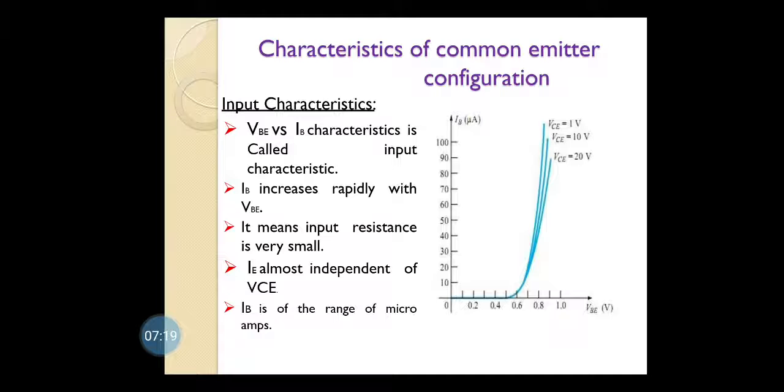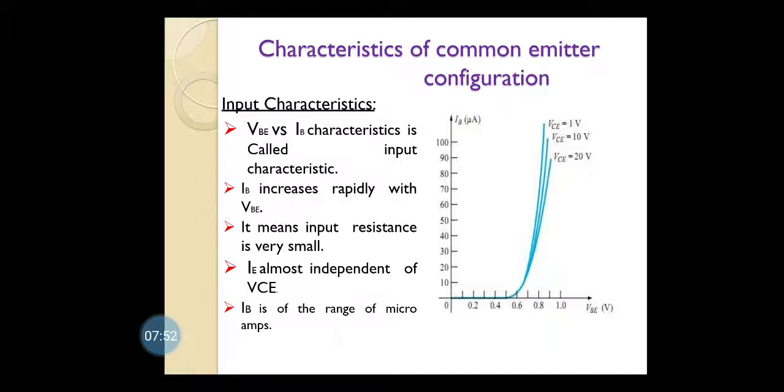It is a graph of input voltage and input current, and voltage should always be on the x axis and current on the y axis. So you can see here on the x axis it is VBE, the input voltage, and on the y axis it is IB, the input current. IB is always in microamperes because it is a very small current. At the same time, the output voltage should be kept constant.